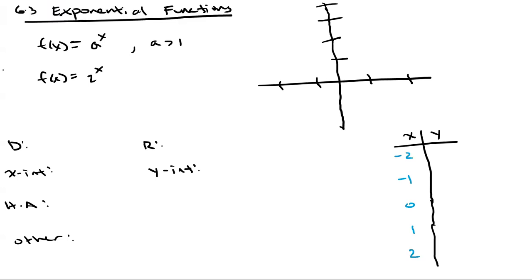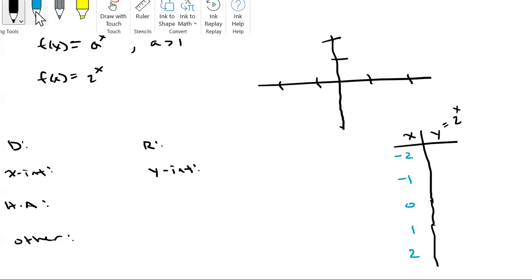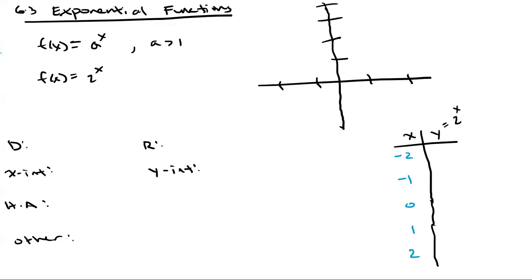Okay, and then our y function is going to be 2 to the x. Now let's input that into our function here. So we have 2 to the -2, 2 to the -1, 2 to the 0, 2 to the 1, and 2 to the second power. Let's go ahead and evaluate that.